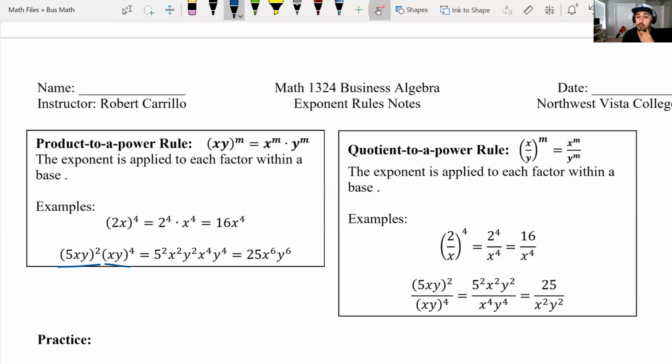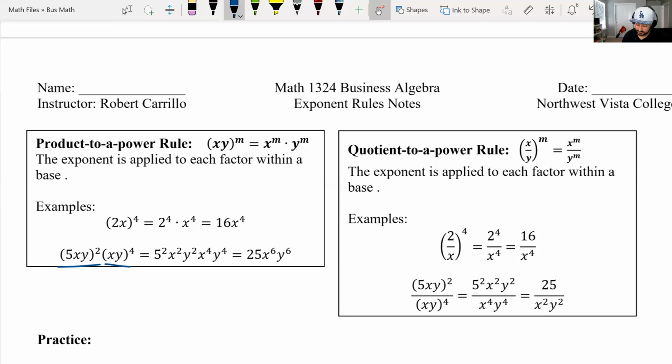Okay, next is quotient to power. If you have x over y to the m, then it just simply becomes x to the m over y to the m. Okay, so again, you're raising each base separately to that power of m. Okay, so this means I get 2 over x to the fourth, which means 2 to the fourth over x to the fourth. 2 to the fourth is 16. X to the fourth is x to the fourth. And that's what our answer stays.